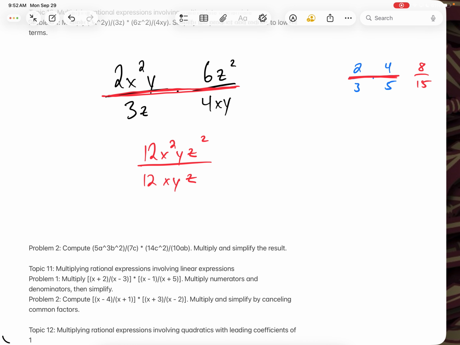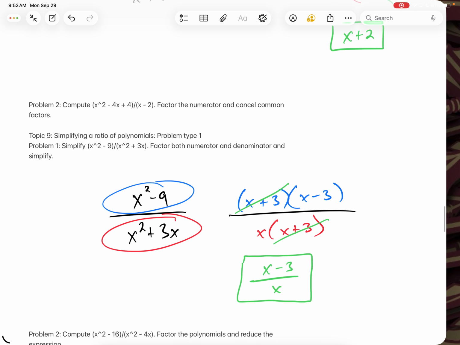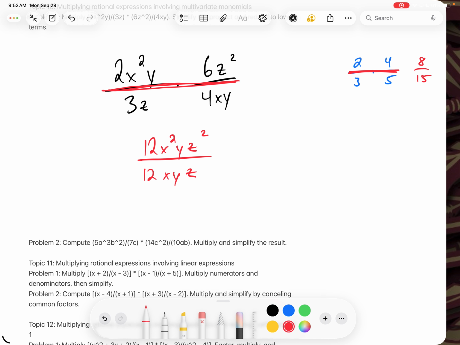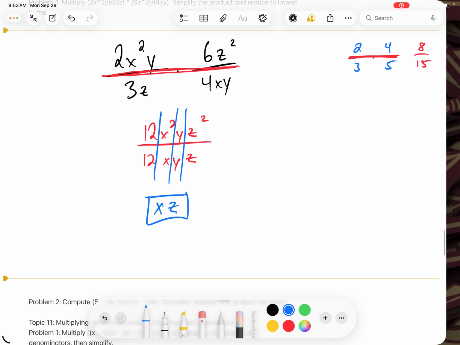And now this looks like a problem we were working a minute ago. You look at your 12, your numbers, your x's, your y's, your z's. A lot of stuff cancels out here, doesn't it? 12 divided by 12 is 1. 2 x's on top, 1 on the bottom, so I got x. The y's cancel out because 1 on top, 1 on the bottom. The z's, there are 2 z's on top, 1 on the bottom, so there's 1 extra z. So this becomes just x and z. So on these, you can just multiply straight across and then simplify.